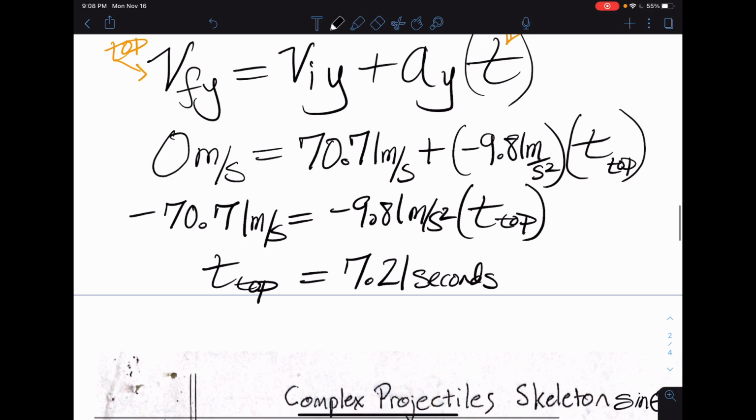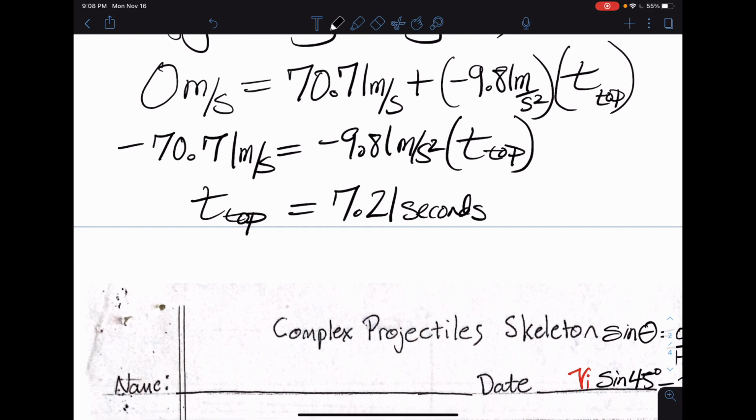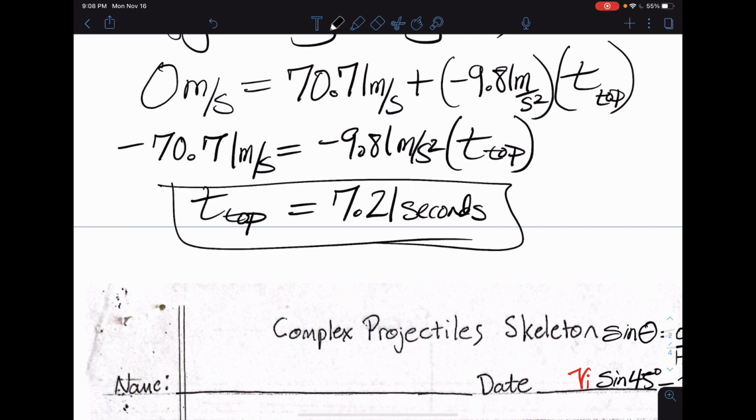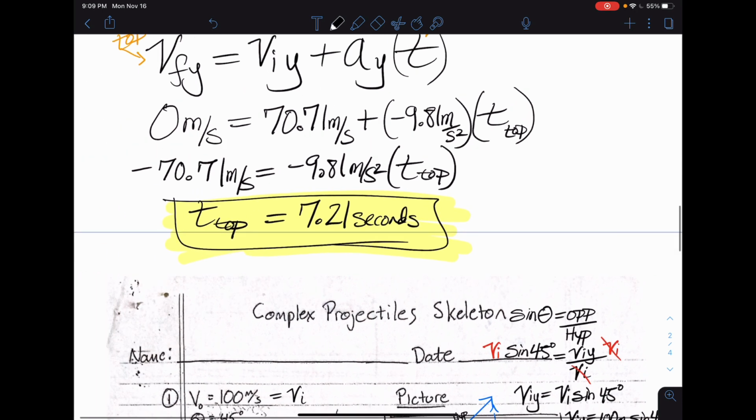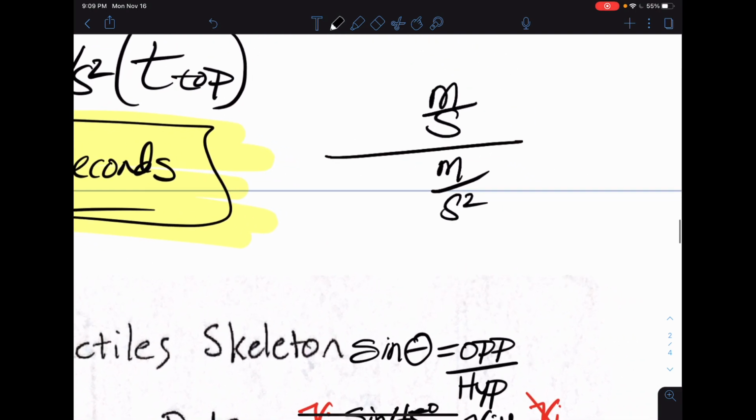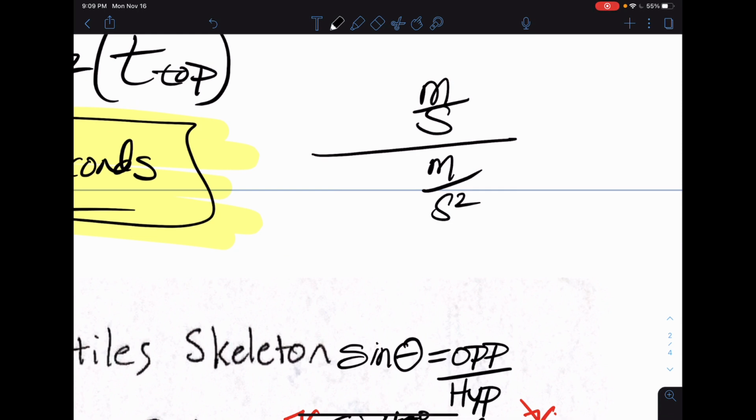And that should make sense on the units, right? Let me highlight this first. Why should that make sense on the units? Because if you think about it, we had meters per second divided by meters per second squared. So when you have a fraction inside your fraction, you have to flip and multiply by the reciprocal. The top fraction, the seconds gets to move to the bottom.